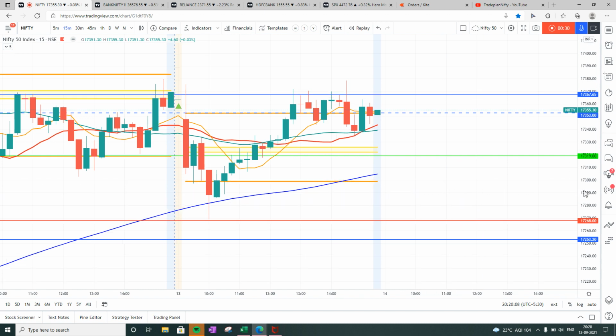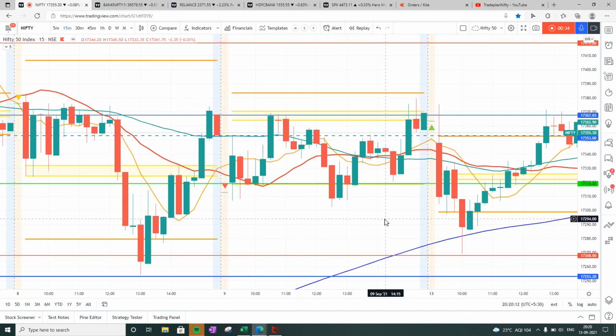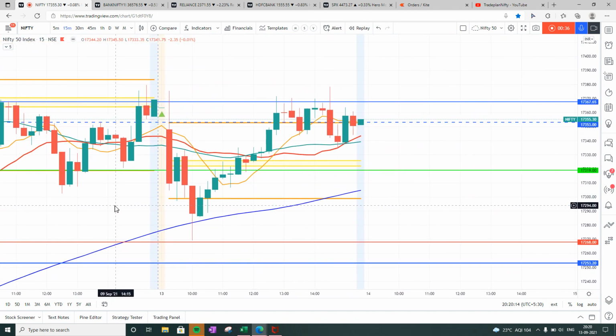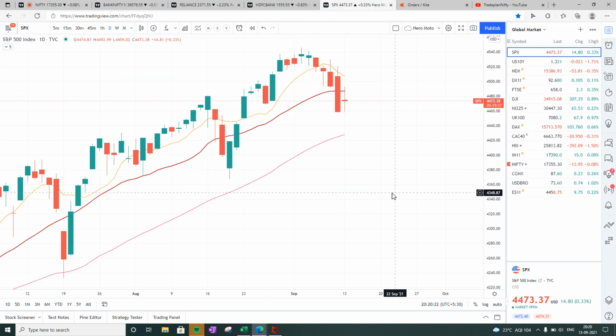It looks like the markets are again taking a support at the bottom and getting into a set of consolidation. Before we get into the detail of that, let's have a quick look at the key elements of the market. So first, have a look at the global market.